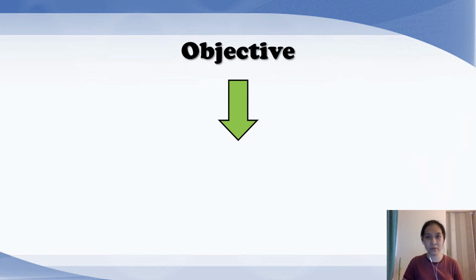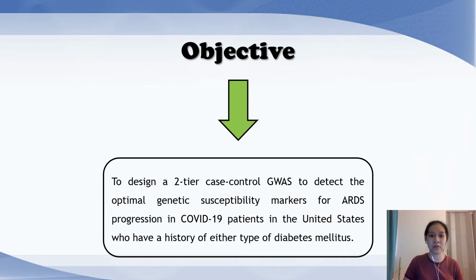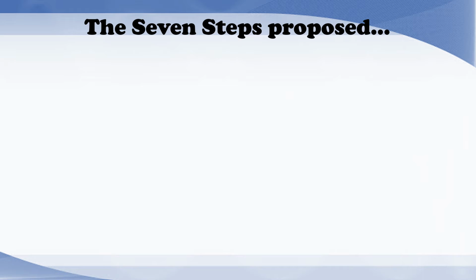Since GWAS had been done previously on identifying the genetic variants for both type 1 and type 2 diabetes mellitus, the objective in this proposal is to design a 2-tier case control GWAS to detect the optimal genetic susceptibility markers for ARDS progression in COVID-19 patients in the United States of America who have a history of either type of diabetes mellitus. There are 7 major steps in this proposed GWAS.